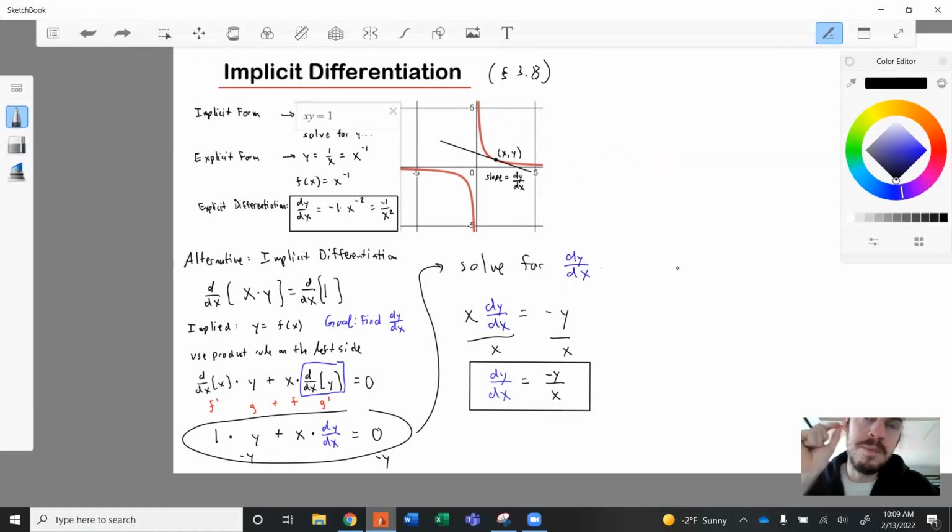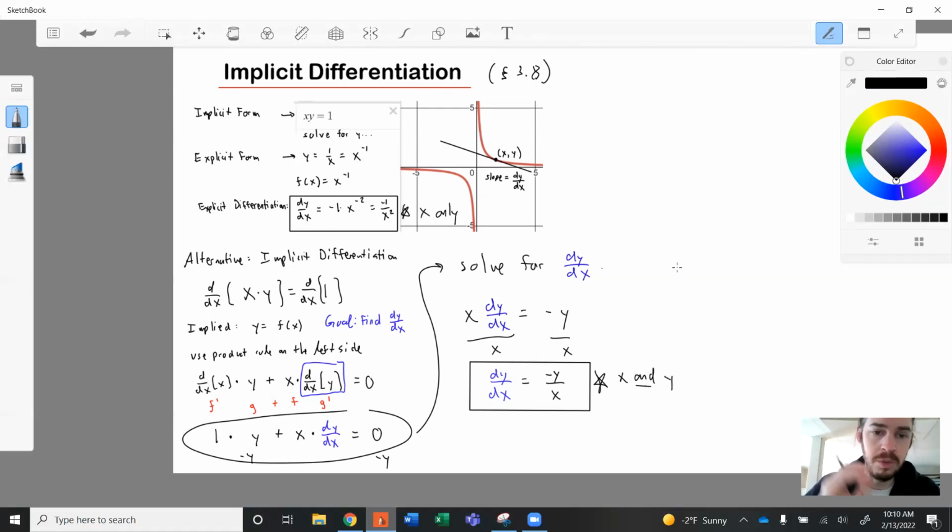However, this time there's a more significant difference. This is an expression in terms of x and y, whereas this up here is x only. So if we wanted to get this derivative of y with respect to x in terms of x only, we would have to resort back to doing some sort of an explicit formula.